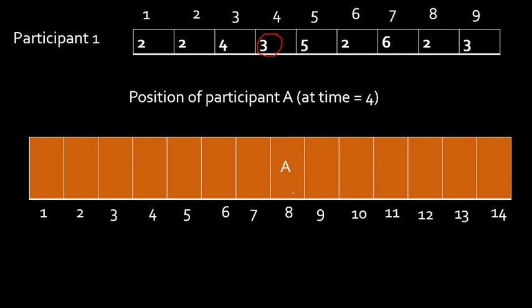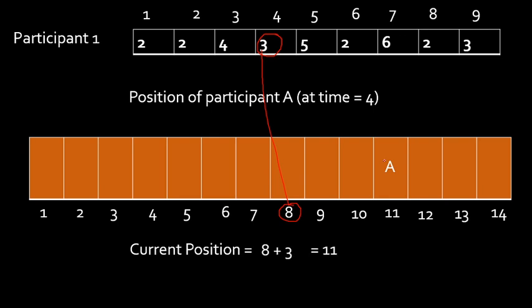Where is A standing now? A is standing at the 8th position. So if it moves by 3 steps, from 8, it will move by 3 steps. So where will it stand? Yes, you should be able to answer: from 8, it will move by 3 steps, so it will come to 11. Right, like this it will keep moving. So what is the current position? It is nothing but 8 plus 3, which is 11.